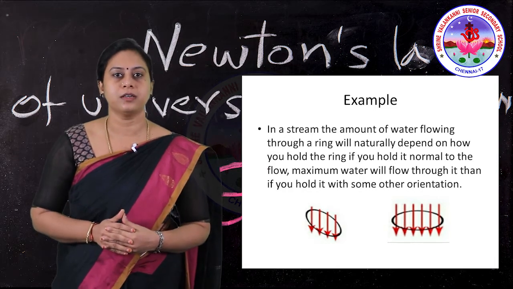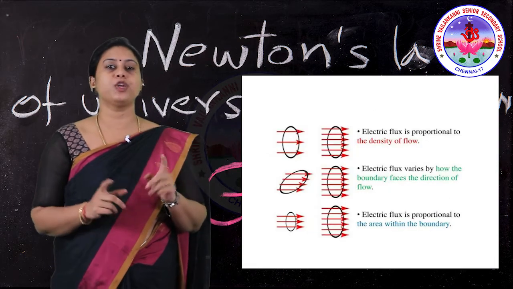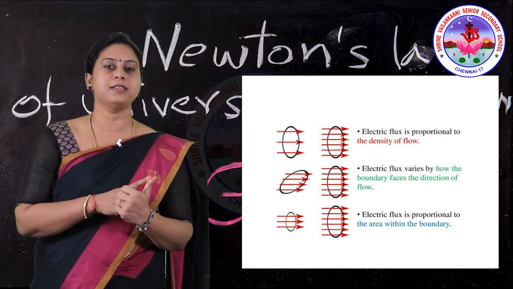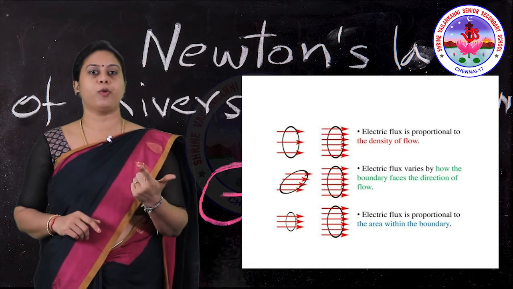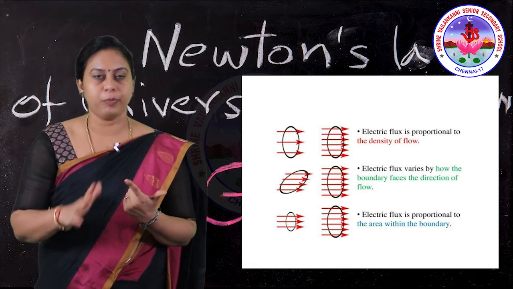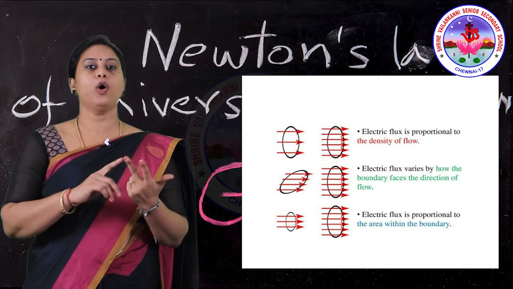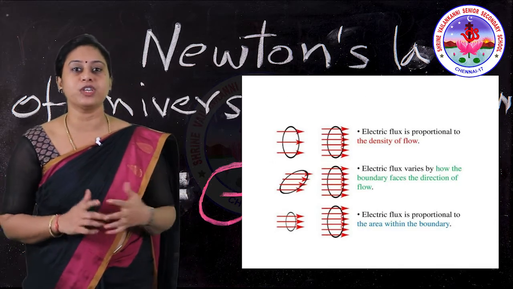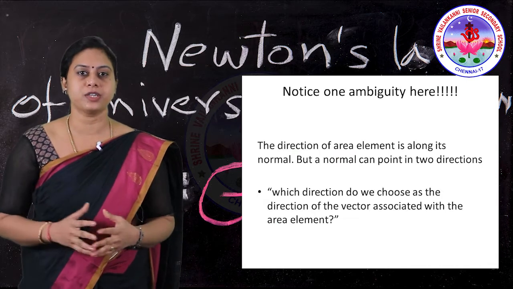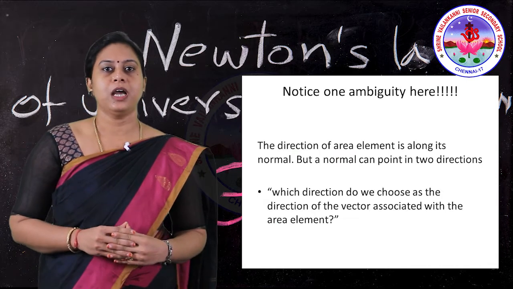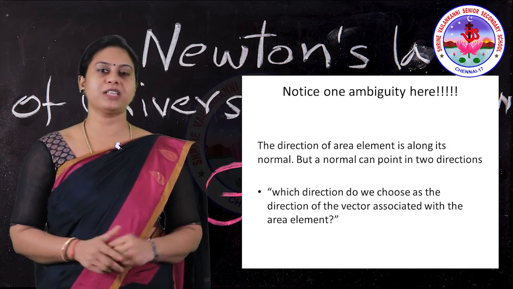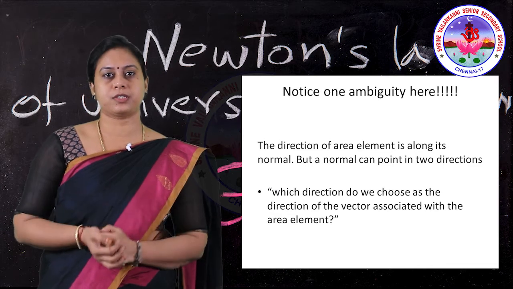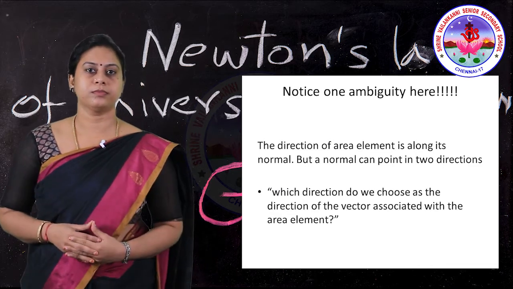Is it right? Yes. By the above explanation, you may understand that the density of flow, that is the electric field lines, and the flux may be proportional to the area and the orientation. Yes, you're right. You may notice an ambiguity here. What is the direction of the area element along its normal? We know that very well. The normal points in two different directions. Which one do we have to choose?